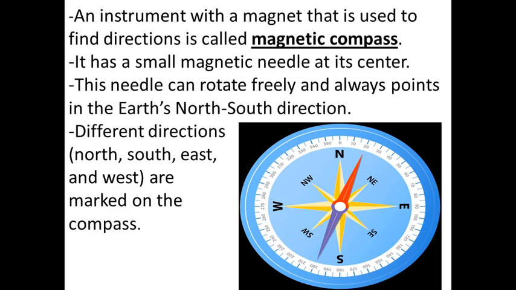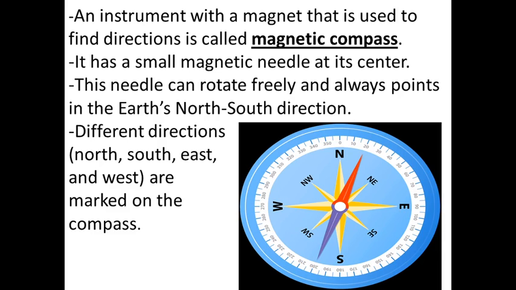So what is a magnetic compass? You can see here a small magnetic needle is present in this compass. So this needle rotates freely and always points in the earth's north and south direction. Means the red point always shows the north direction. Okay, if you get the north direction, you will automatically find out the other directions. Okay, so different directions like north, south, east and west are marked on the compass, and with the help of the compass we can find out the direction.